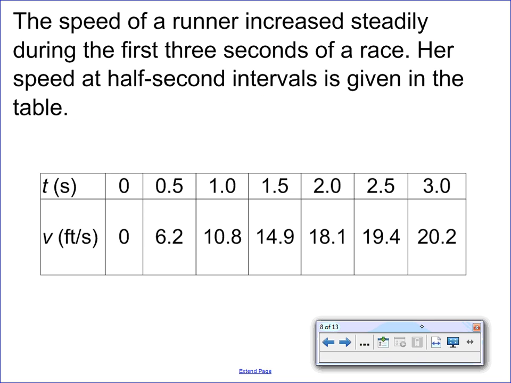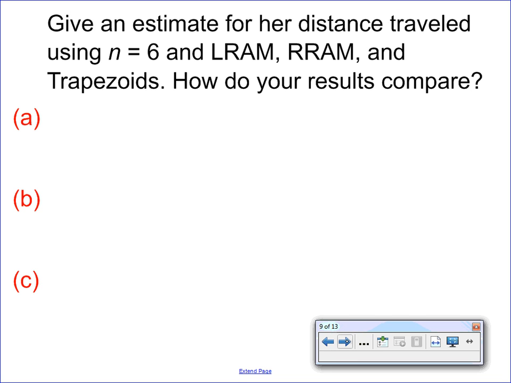Okay. Great, let's take a look at another situation. The speed of a runner increased steadily during the first 3 seconds of a race. Her speed at half-second intervals is given in the table. So it looks like our table here has 0, 0.5, 1. So this time our subintervals are of equal length. And our velocity data here is given in feet per second. So feet per second times seconds would give us feet traveled again. All right, so this will work out well. Let's give an estimate for our distance traveled using n equals 6, and LRAM, RRAM, and trapezoids. How do our results compare?